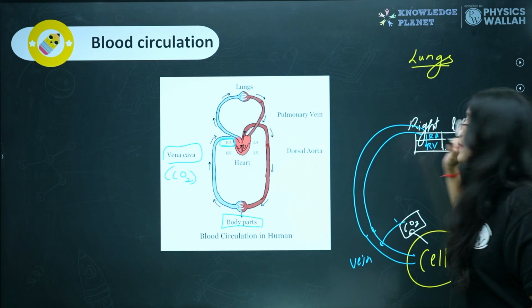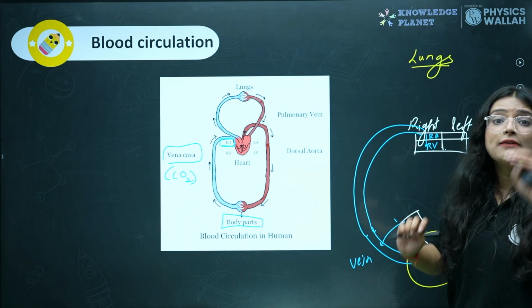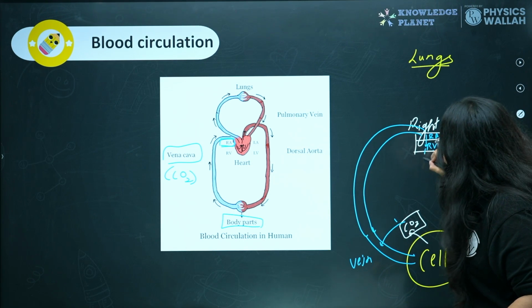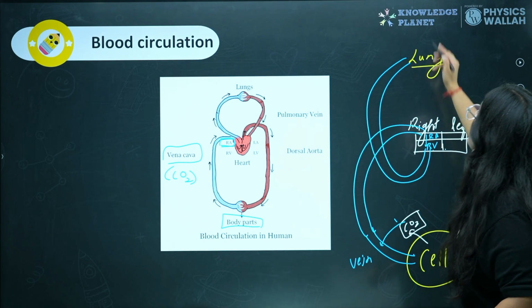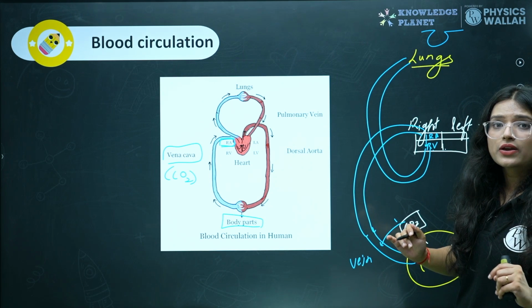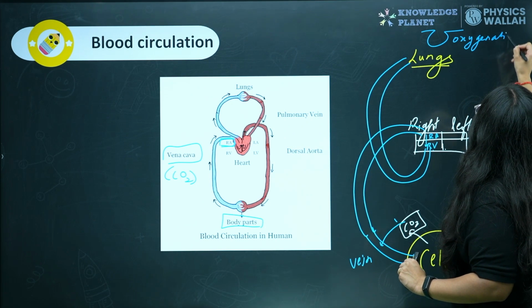We have to make this blood oxygenated. We have to release this carbon dioxide and make this blood oxygenated. So, what do we do? We take this blood towards the lungs, because we know that the lungs have alveoli, and that will help in the gaseous exchange, right? So, here you will say oxygenation will take place.